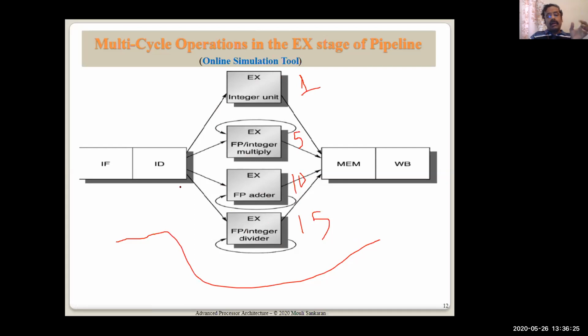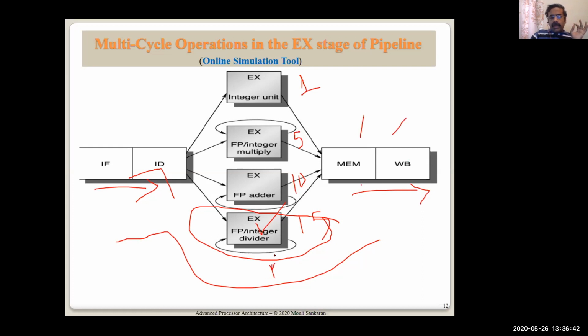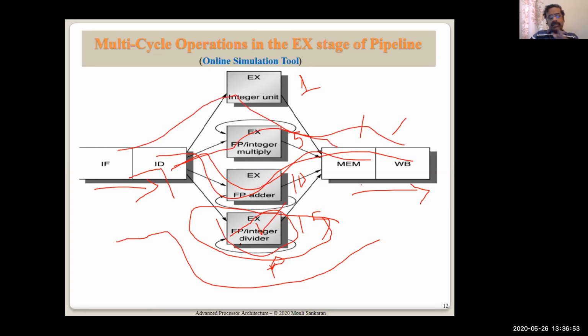It depends on what type of instruction is coming in. If there is a divider, then it is going to take 15 cycles, and the rest of the instructions have to wait. This should have been completed in 2 cycles, but now this one is occupying 15 cycles. That means the pipeline cannot proceed. Don't think that when this is busy, I may go through this, or send some instruction around it. It is not possible in this structure. We are not showing it like that.